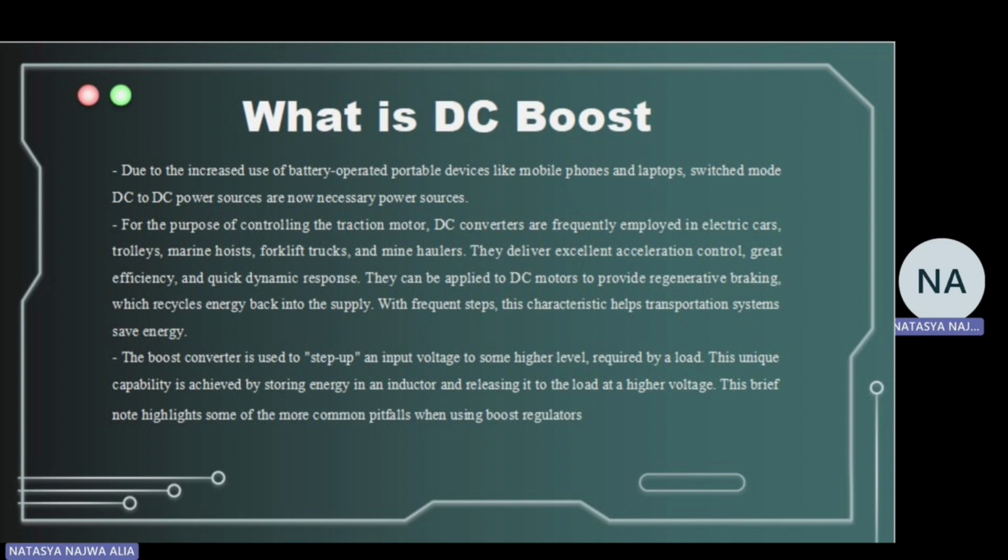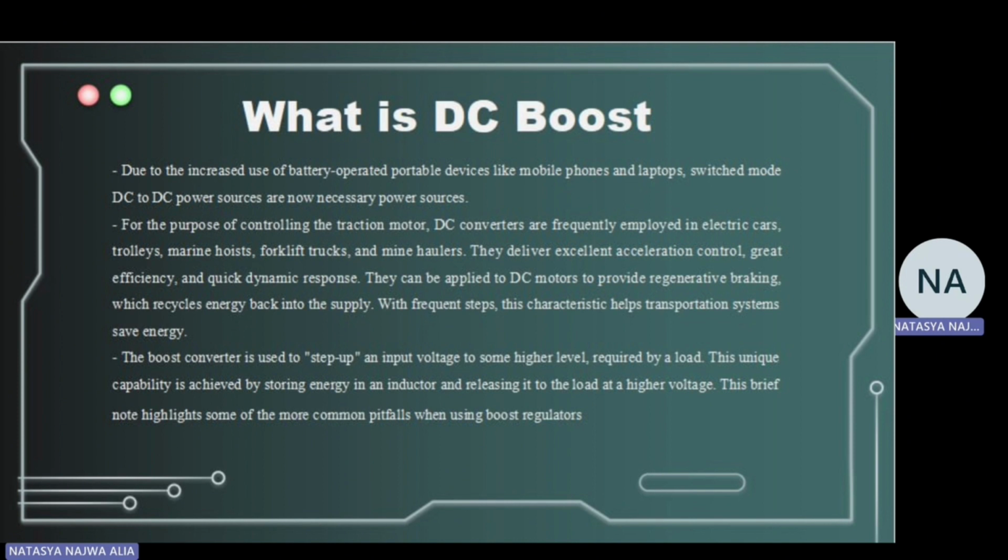For the purpose of controlling the traction motor, DC converters are frequently employed in electric cars, trolleys, marine hoists, forklift trucks, and mine haulers. They deliver excellent acceleration control, great efficiency, and quick dynamic response.